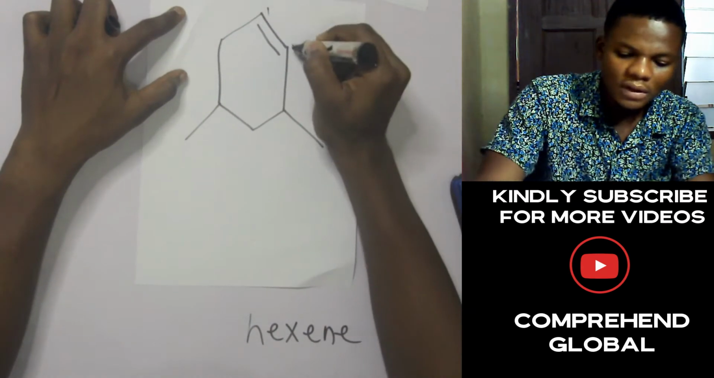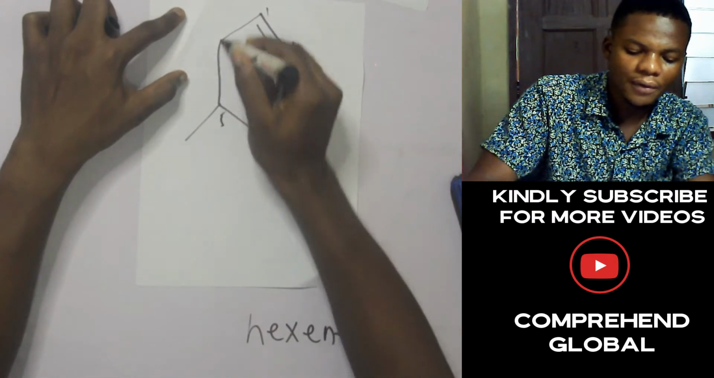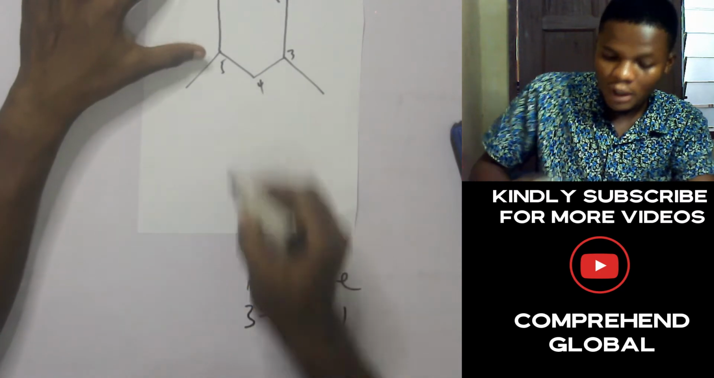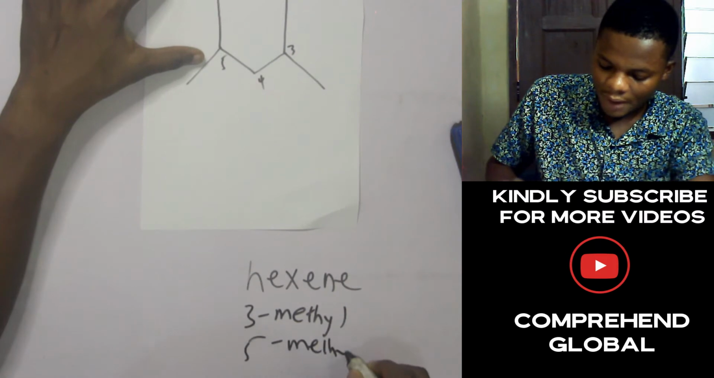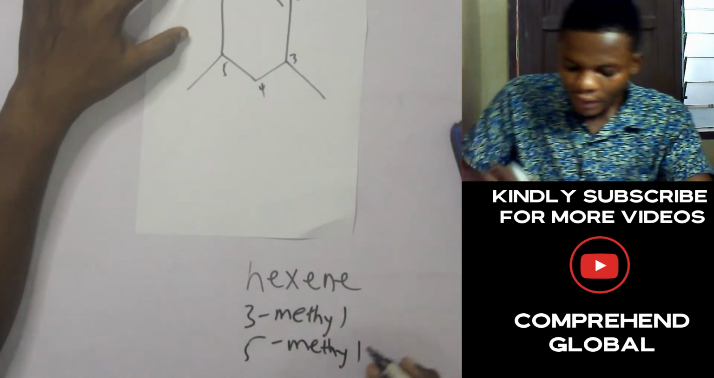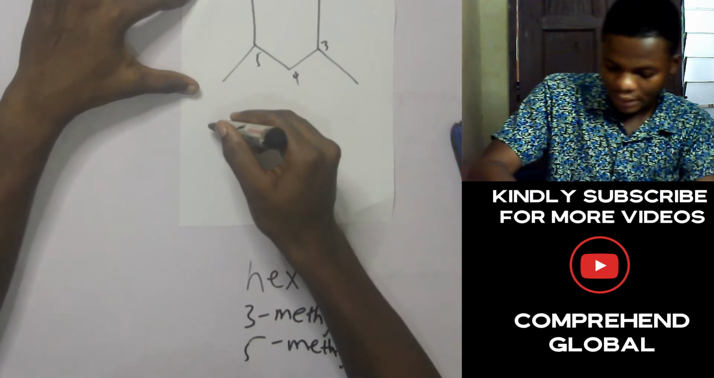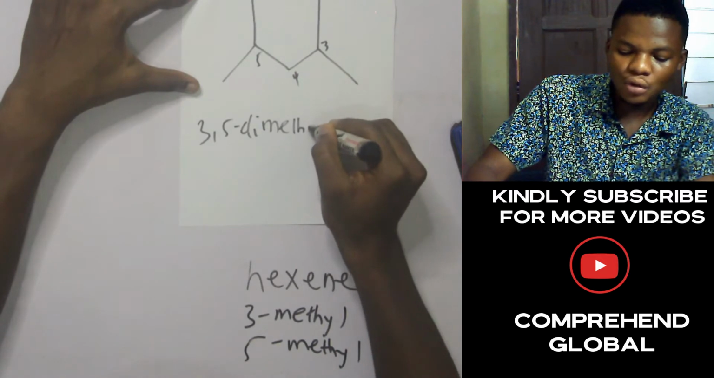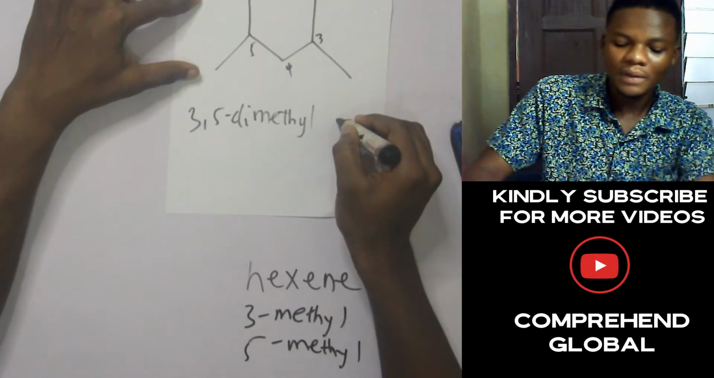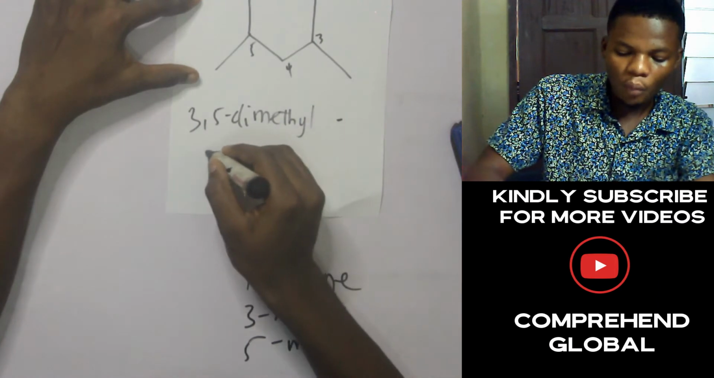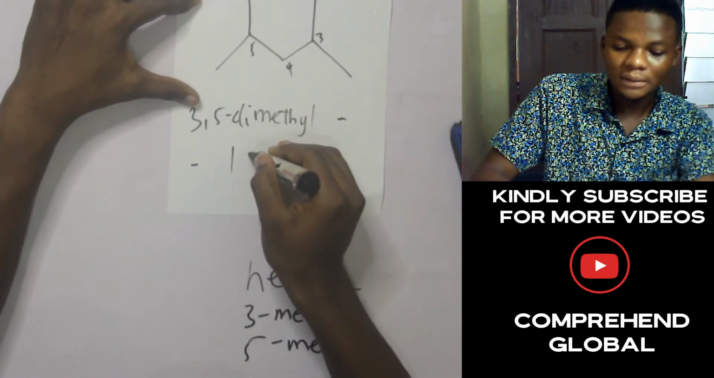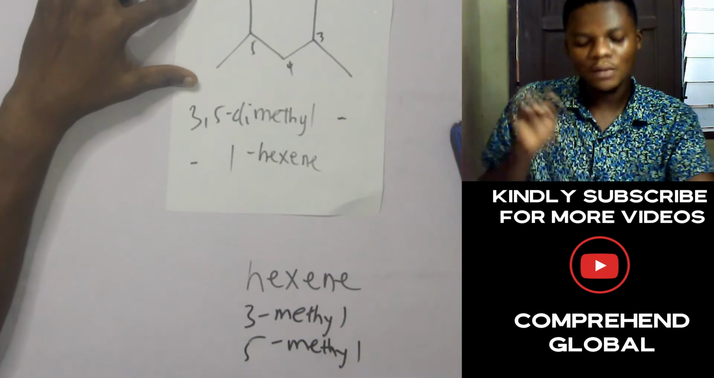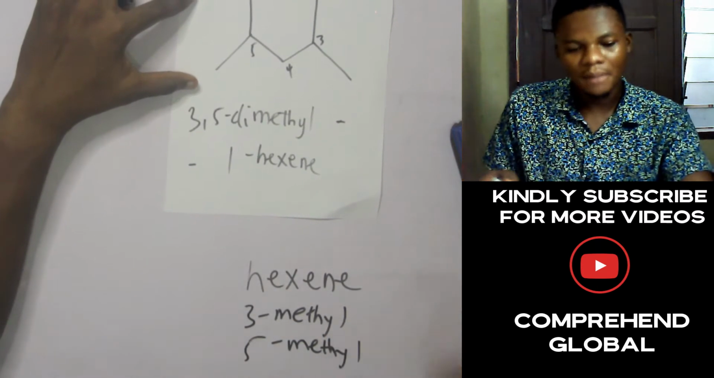So here we start 1, 2, 3, 4, 5, 6. Okay, so we have 3 methyl and we have 5 methyl right here, right? So in naming this is actually going to be 3,5 dimethyl, because there are 2 methyl substituents. Dimethyl, continuing from here, 1 hexene, or hex 1-ene. It's the same thing.